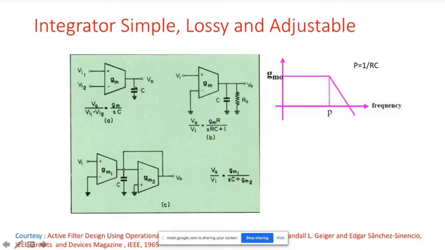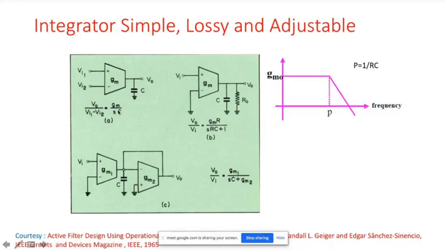So I can calculate the current GM into V1 minus VI2, multiplied by 1 by SC. So you get Vout by V1 minus VI2, which is output by input, which is nothing but GM by SC, an ideal integrator. If SC is zero frequency, that is for DC, the output is going to be V naught, that means this is an open circuit. Whatever resistance is seen here at the output will be infinite, so what you get is the maximum voltage.